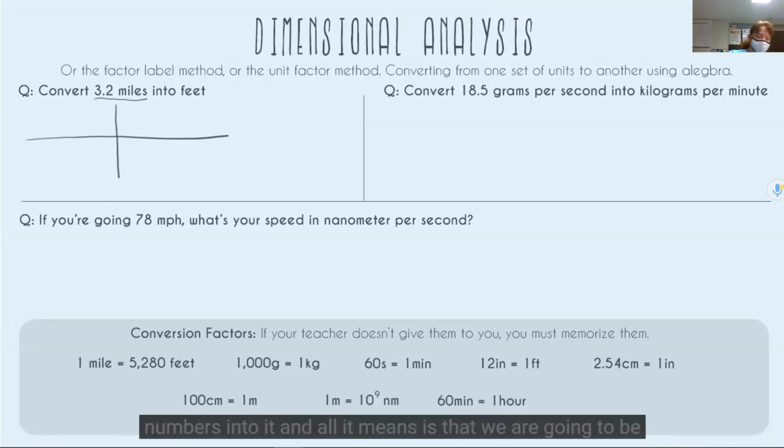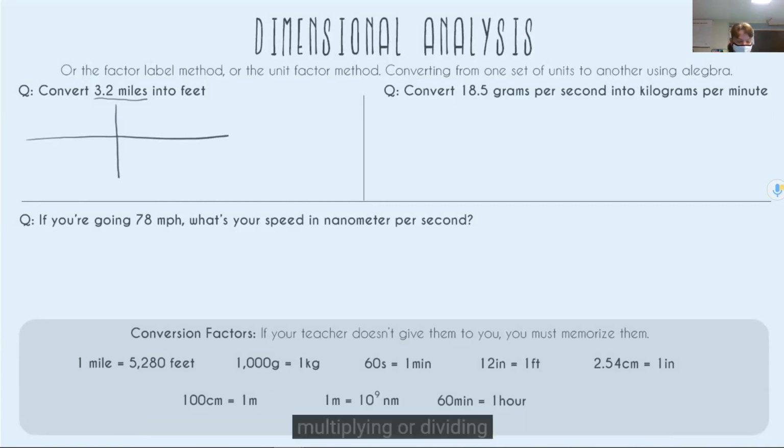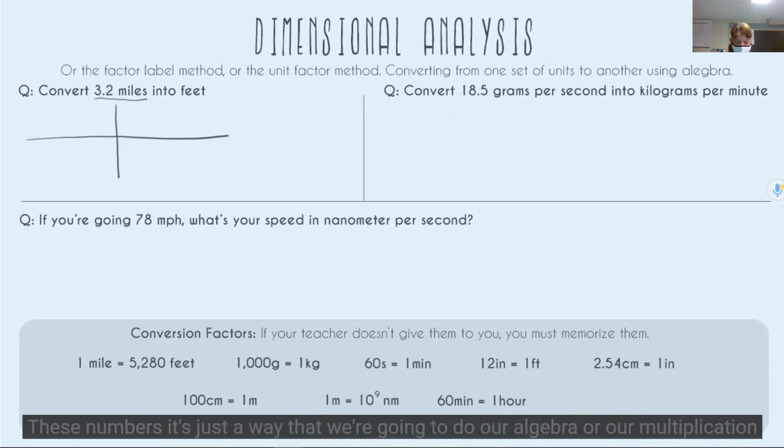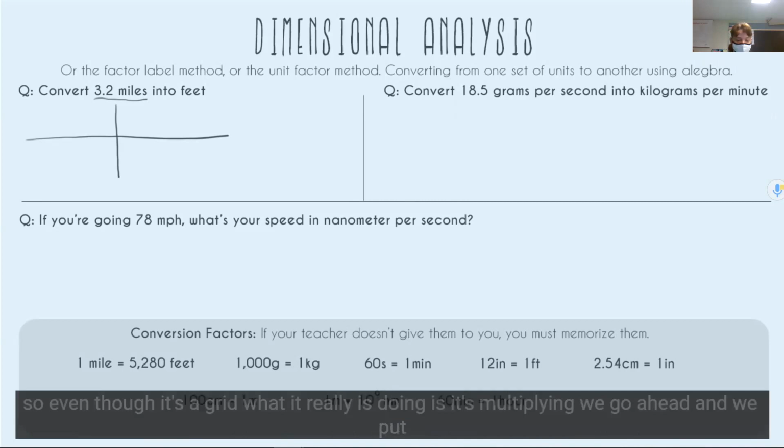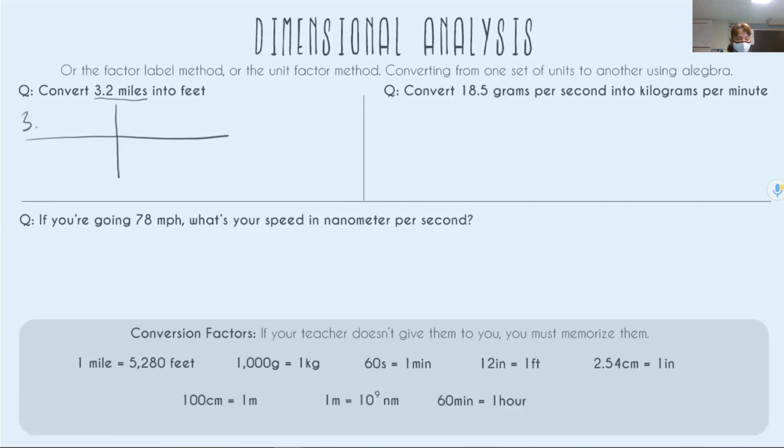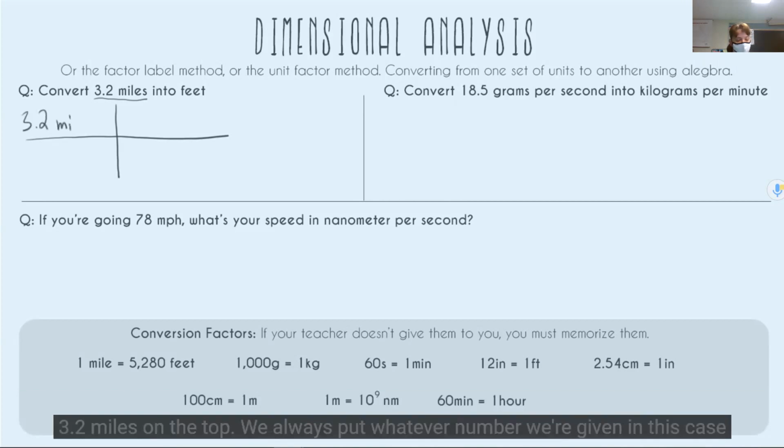We can plug our numbers into it. And all it means is that we are going to be multiplying or dividing these numbers. It's just a way that we're going to do our algebra or our multiplication. So even though it's a grid, what it really is doing is multiplying. We go ahead and put 3.2 miles on the top. We always put whatever number we're given, in this case 3.2 miles, on the top. And I like to have a 1 on the denominator just to remind myself I'm really just doing fraction math here, even though I'm drawing it like a grid.